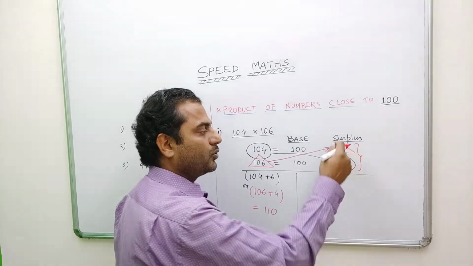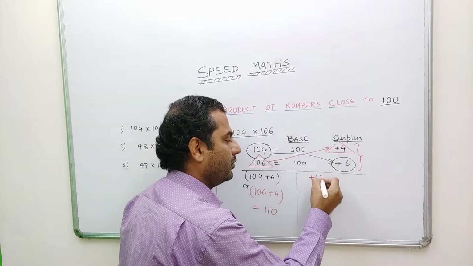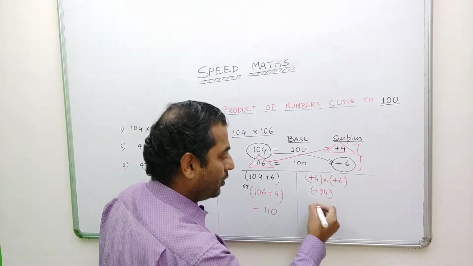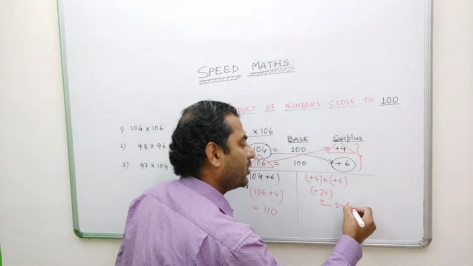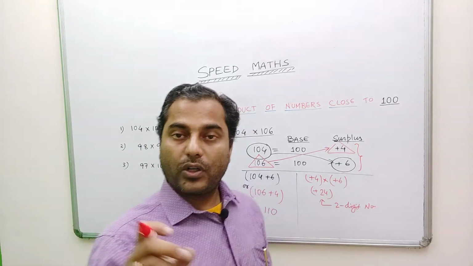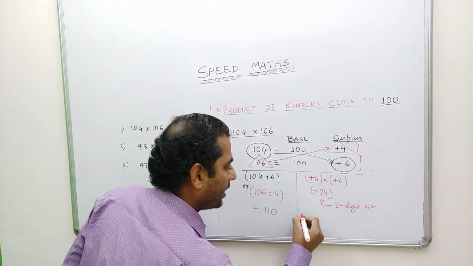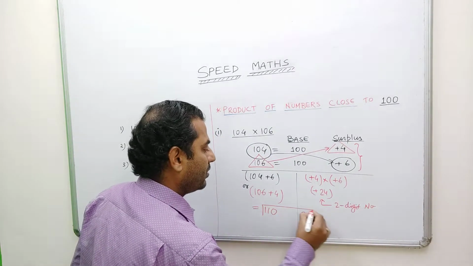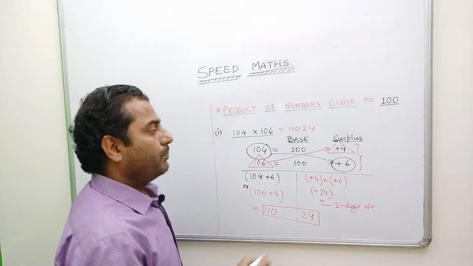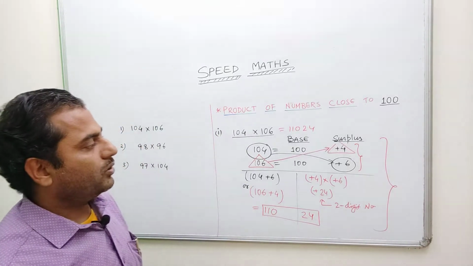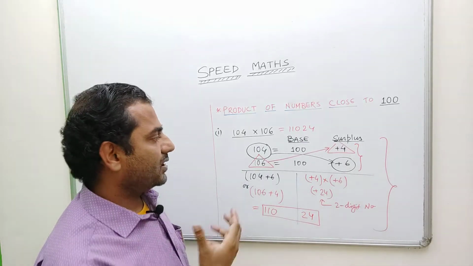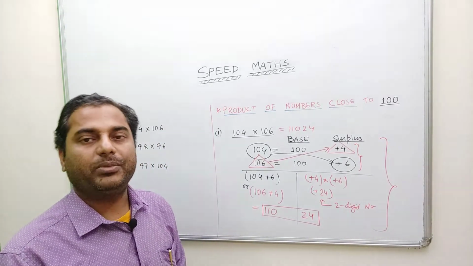It is always the product of the two surpluses. Plus 4 into plus 6 will be plus 24. On the right hand side, please note it down, the product of the surpluses should always be a two-digit number. So the answer of this question will be 11024. So this product is 11024. Now please note this detailed method for understanding purposes. What is the concept behind this? This is with respect to base 100.